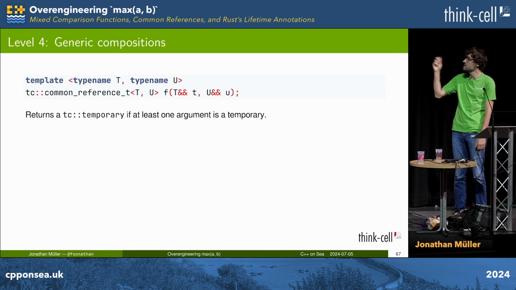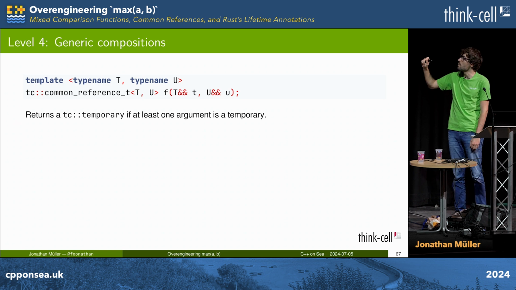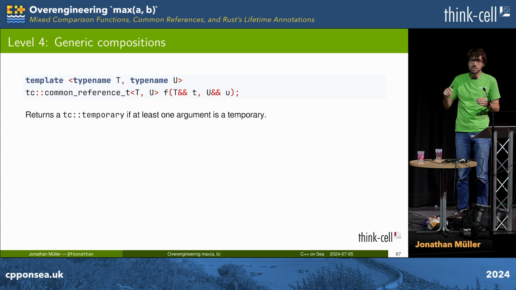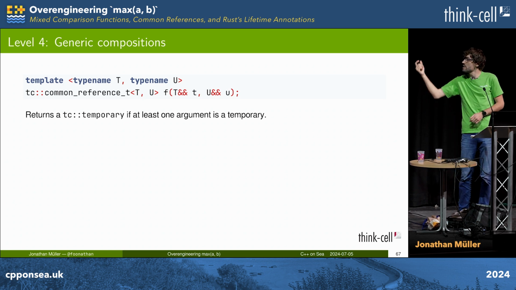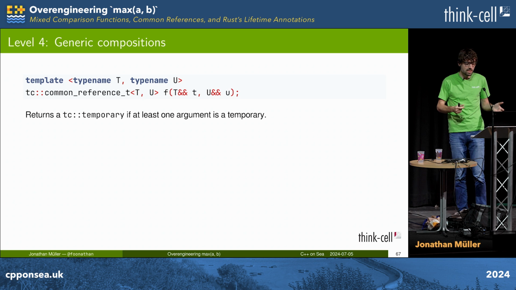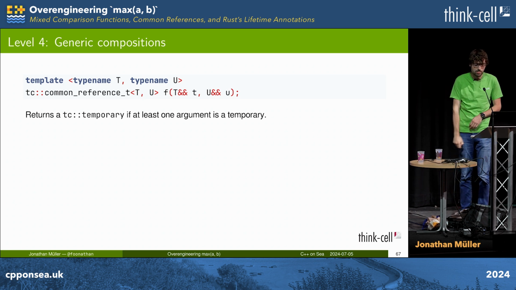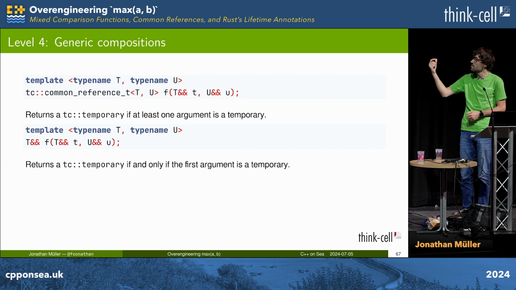Because if, let's say, this is the signature of f, which is the one of our max or min functions, it returns the common reference. And because of the way everything interacts, the common reference of at least one temporary is a temporary itself. And so this will return a temporary, but at least one argument is temporary. In this case, we will need to decay, but it's fine because this is what we need to do. If f is a function that, let's say, always returns the first argument, then we can detect that in our combinator and know not to decay it.